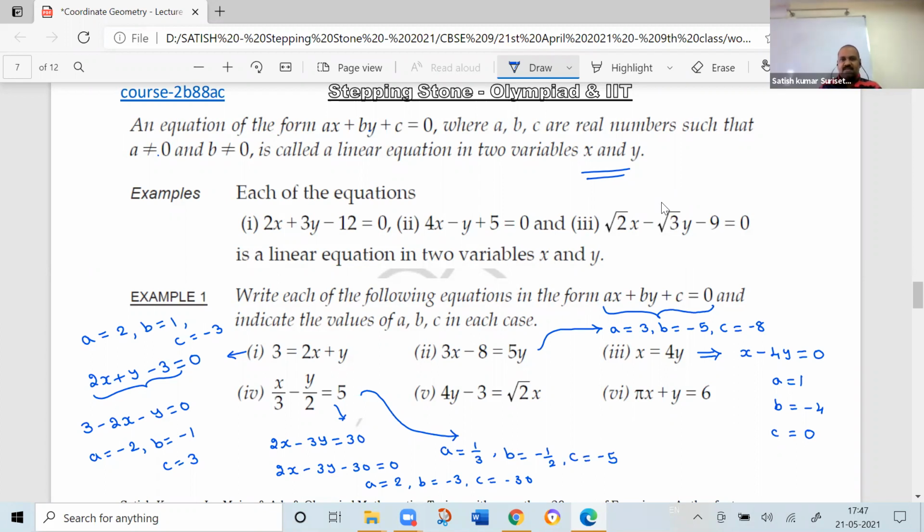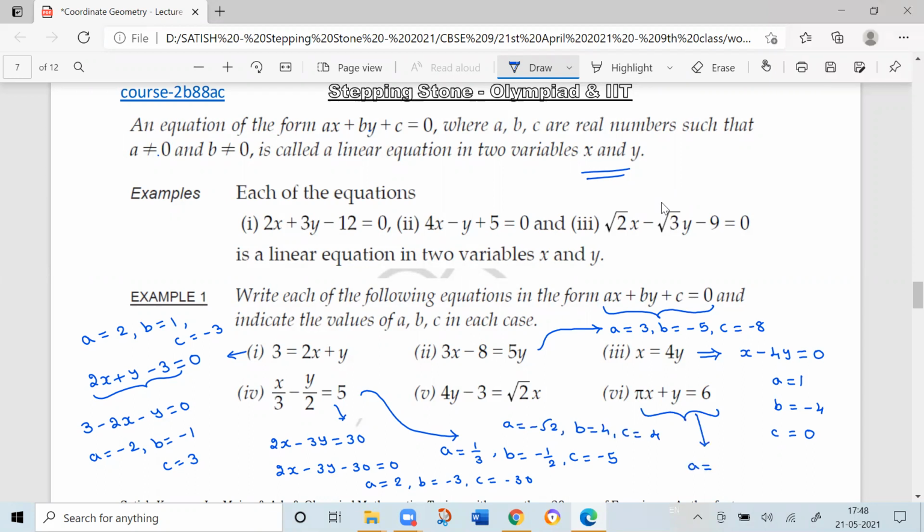Now, 4y minus 3 equal to root 2x. A equal to -√2, B equal to 4, and C equal to -3. Correct. Now, last equation. A equal to pi, B equal to 1, and C equal to -6. Good.